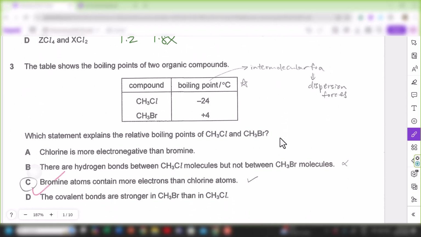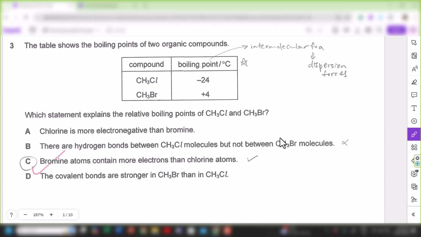Right, going to move on to question 3. The table shows the boiling points of 2 organic compounds. Which statement explains the relative boiling points of these two? This tends to be a question that is asked in free response sometimes.